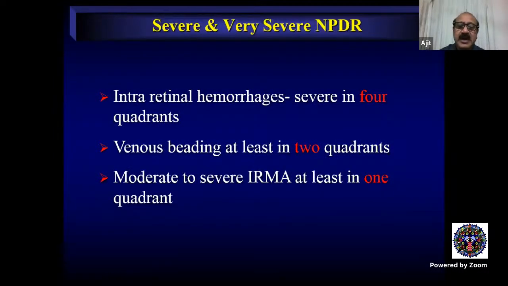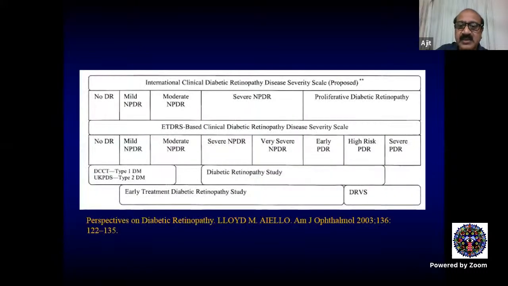So let us see. They have given 3 lesions: in severe, intraretinal hemorrhages in 4 quadrants, and venous beading at least in 2 quadrants, and moderate to severe IRMA at least in 1 quadrant. These are the 3 characteristics. If one of them is present, then it is called severe non-proliferative diabetic retinopathy. Whereas if 2 are there, then it is very severe non-proliferative diabetic retinopathy. So you should see whether, out of 3, at least 2 are there, then you can say it is very severe non-proliferative diabetic retinopathy. There is a reason for this thinking.